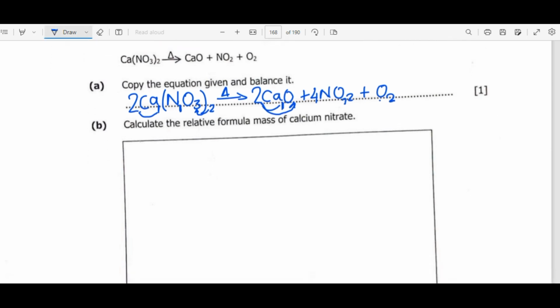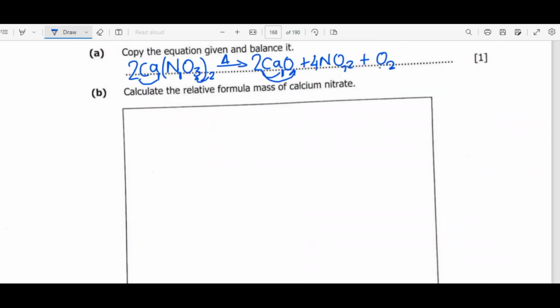Now after we have our equation balanced, let's move on to question B. Calculate the relative formula mass of calcium nitrate. So relative formula mass is just the term for an ionic compound. For a covalent compound, this one is known as relative molecular mass. So relative molecular mass, let me write it here. Relative molecular mass is for a covalent compound, so that's a difference.